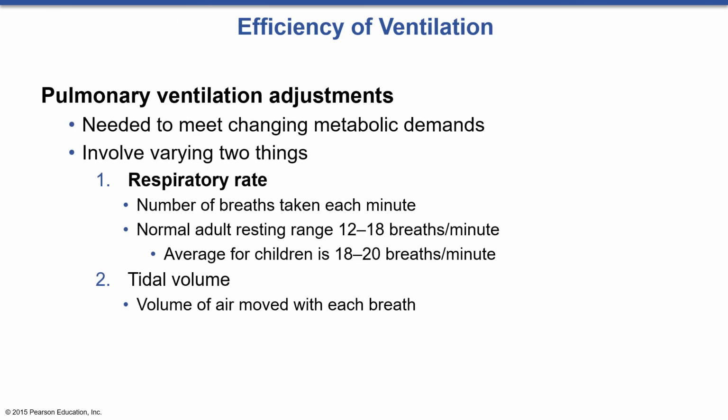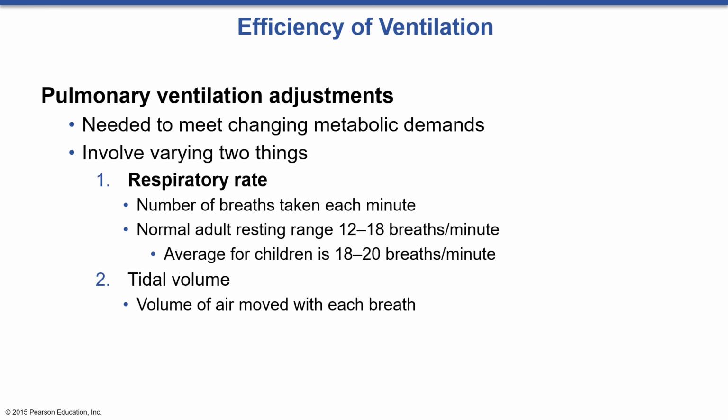So since we've looked at the different volumes, we understand that there is a limit in capacity to our body's ability to actually intake and then exhale air. But in many cases, we need to make different adjustments based upon our metabolic demands and needs. This involves two things. First, our respiratory rate, the number of breaths taken in each minute. A normal adult resting range is between 12 to 18 breaths per minute, and an average for a child is between 18 to 20. Children breathe more simply because they have smaller lungs, so they have a higher overall respiratory rate. The other variable is, of course, tidal volume.